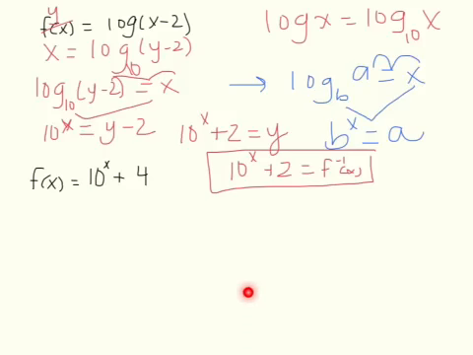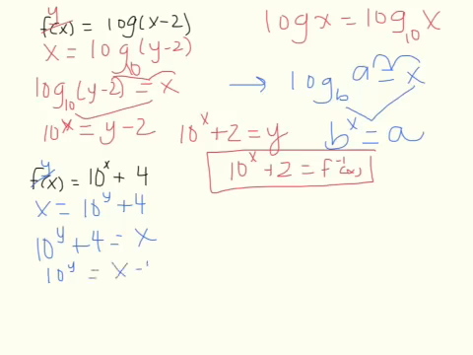I change f of x to y, and then I switch my x and y. So x equals 10 to the y plus 4. I'm going to rewrite this just because it's easier for me when I change its form. You don't have to do that. Because I'm trying to eventually get y by itself, I'm going to subtract this 4 over. So now I have 10 to the y equals x minus 4. Now I can change its form. This is exponential form, and I want to put it in log form. So it's log base 10 of x minus 4 equals y.